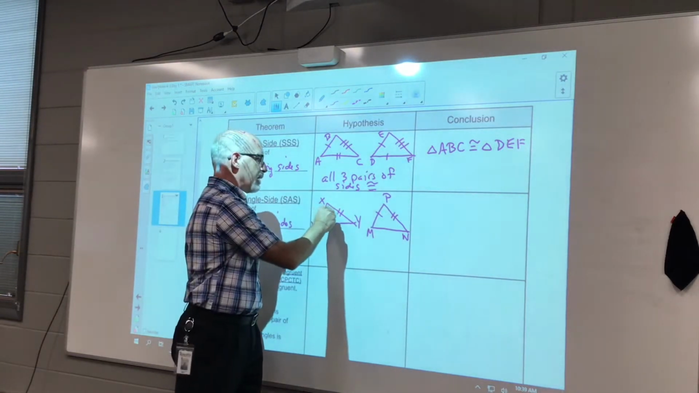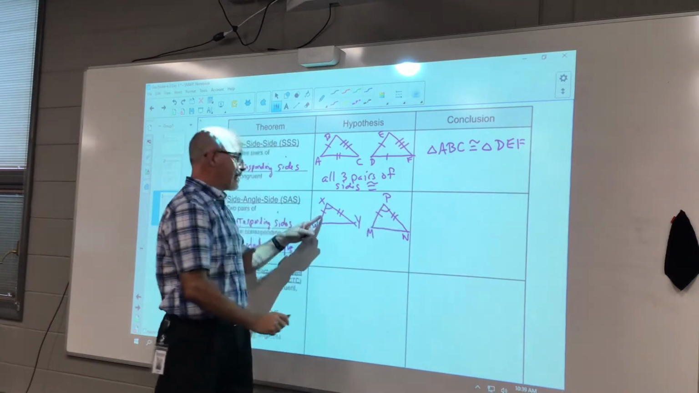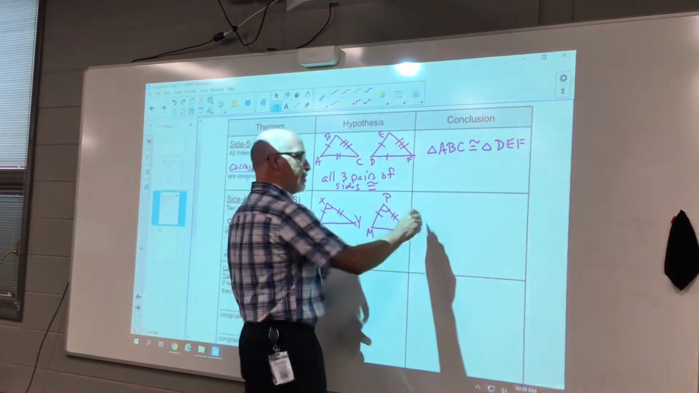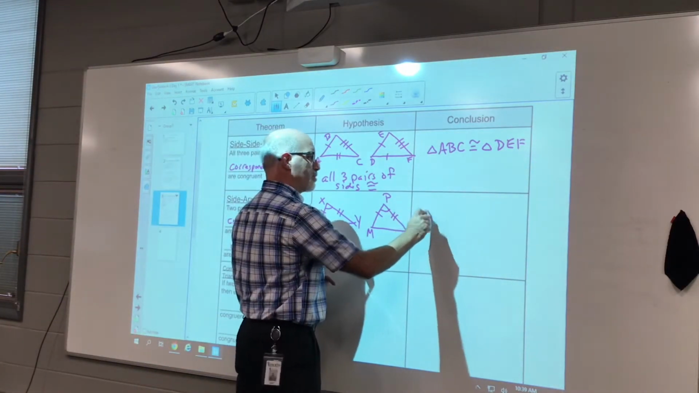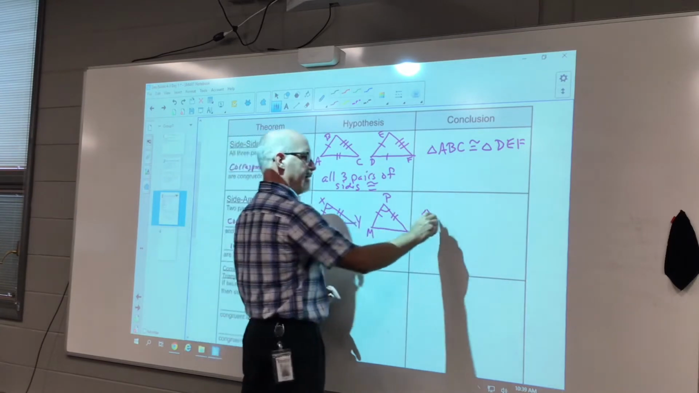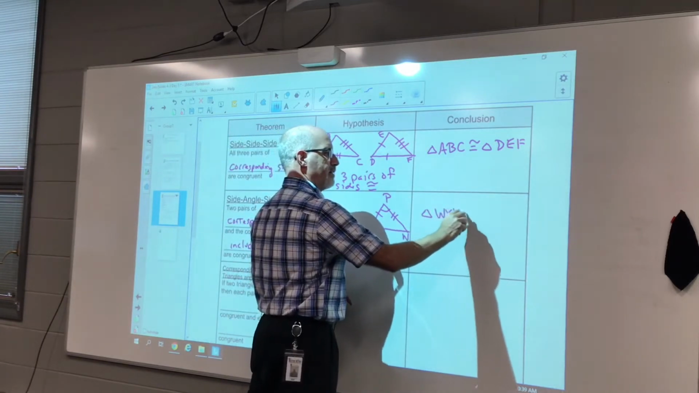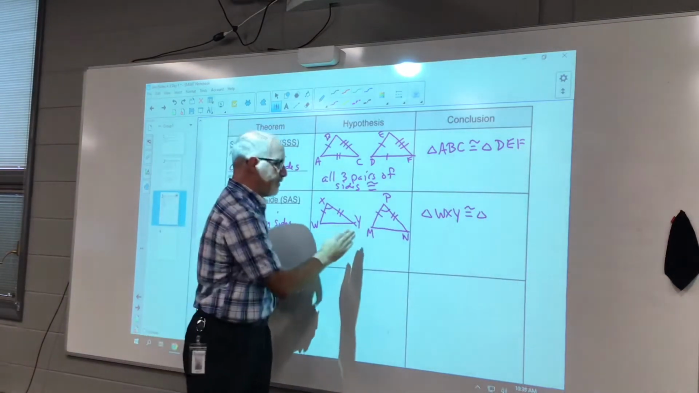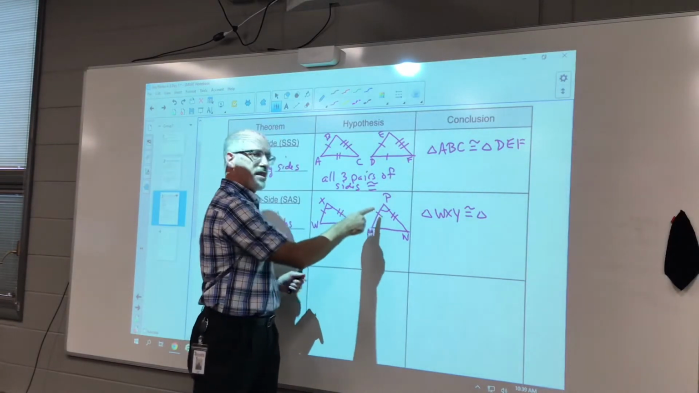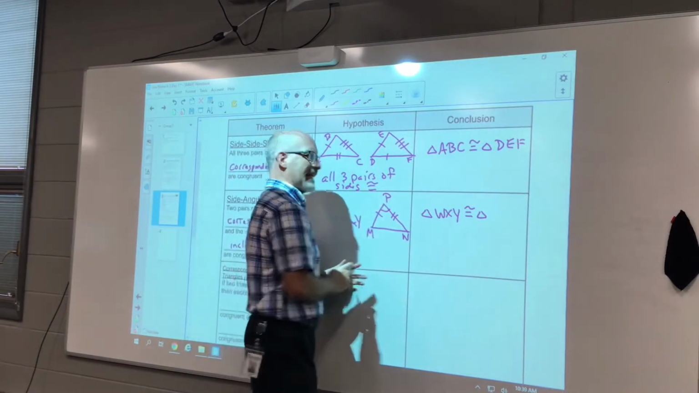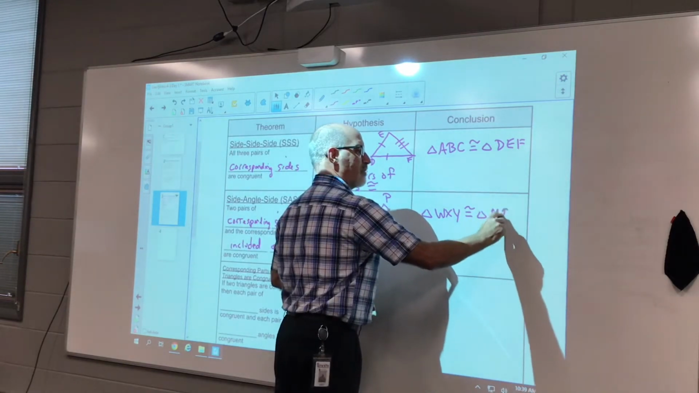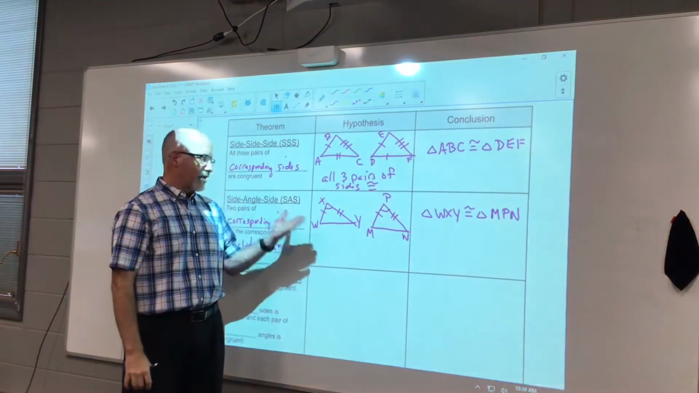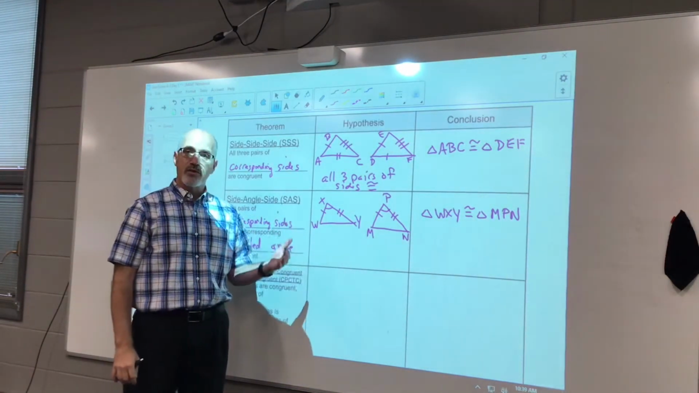So if these two angles are congruent, then we've got side angle side to show that these two triangles are congruent. So what we do is when our conclusion will be that triangle, if we go WXY, is congruent to. Now be careful, I didn't put them in alphabetical order here. You have to follow along that single tick mark to the included angle, so MPN for that triangle. So make sure you put it in the corresponding direction. So that's a theorem that we also can prove those two triangles congruent.